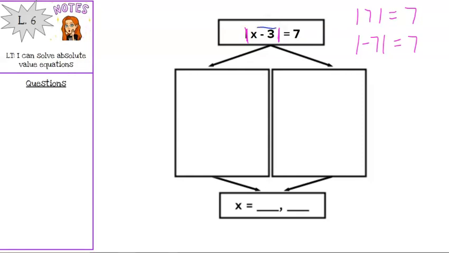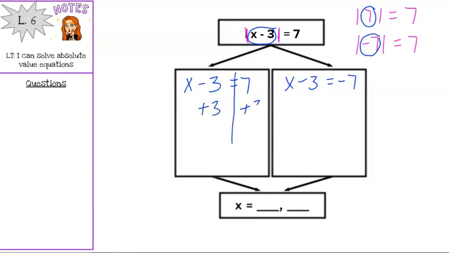So that means x minus 3, what's inside that absolute value bar, could equal 7, or x minus 3 could equal -7, because both of those are going to give me 7. So now I have 2 equations that I have to solve. I'm going to undo the -3 with a +3 on both sides, and I get x equals 10. That's one of my solutions.